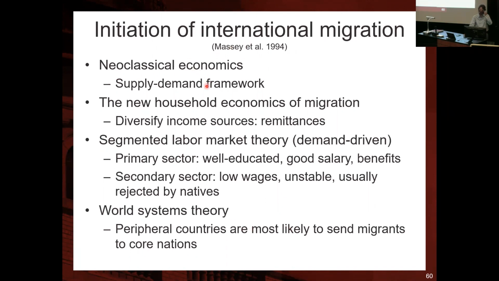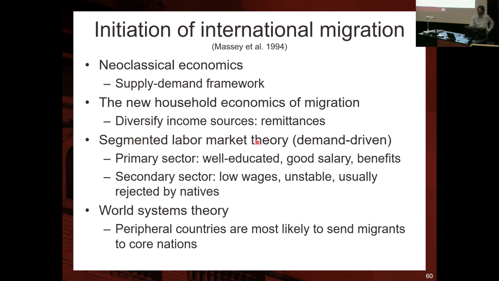The new classical economics is related to the supply and demand of workers and job opportunities. And we try to see if specific areas will tend to equilibrium and then the migration would stop. The new household economics of migration is like people try to maximize the income of specific households. So one member of the household might move out and then send money back to the people that stay back in the home country through remittances.